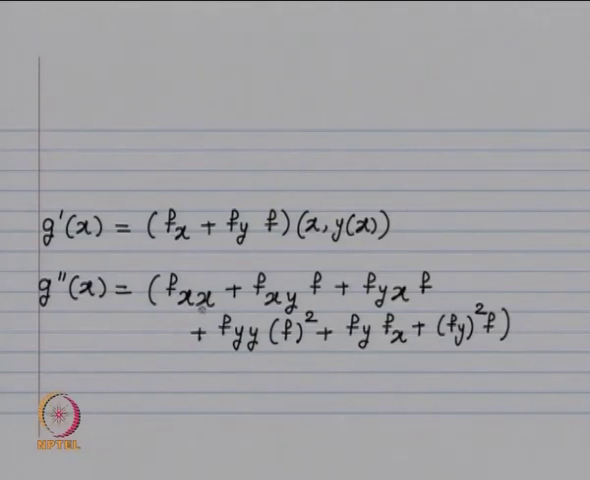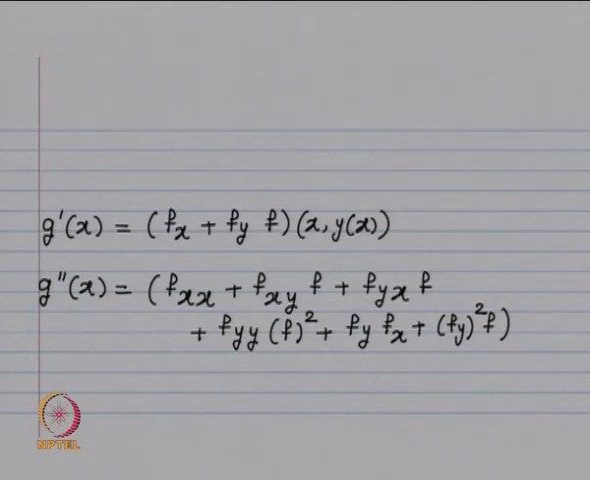is f x x, then f x y, the partial derivative of f x with respect to y, multiplied by y dash, that is equal to f. So this is the derivative of f x with respect to x, these two terms. Now we will be applying product rule. So here f y x into f, then f y y into y dash, that is f, and then there is one f here. So it is f y y f square, then f y into f x plus f y f y, so that will be f y square into y dash, that is f, and all these functions will be evaluated at x, y of x.